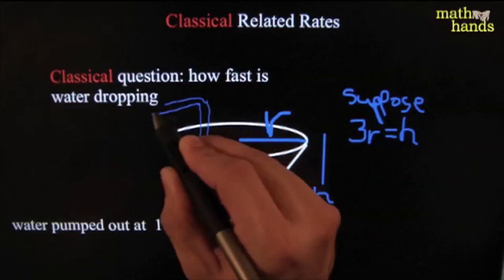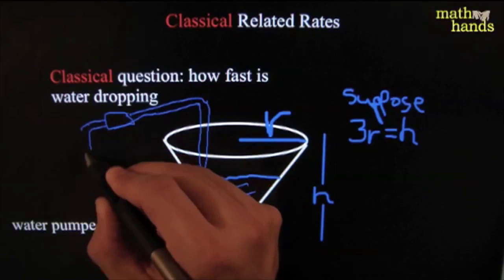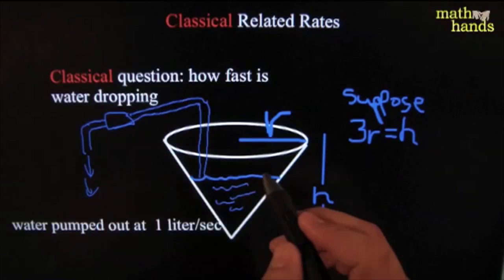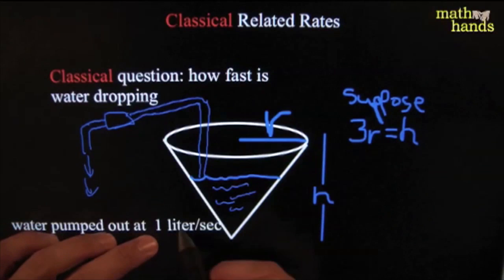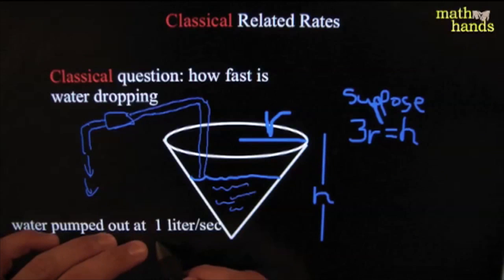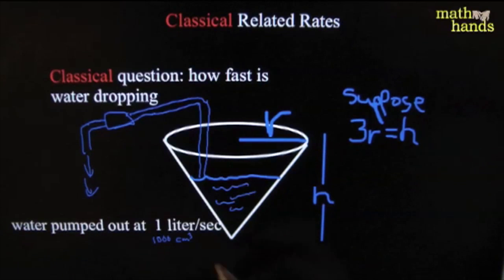suppose you stick a pipe in here, and you put the pipe over here, and you put the pump here that's throwing out the water, and you make the water go out. If you pump out the water at a certain rate, for example 1 liter per second. I use liter because it's easy to convert to the units. The liter is 1,000 cubic centimeters. Everybody knows that. 1 liter per second.